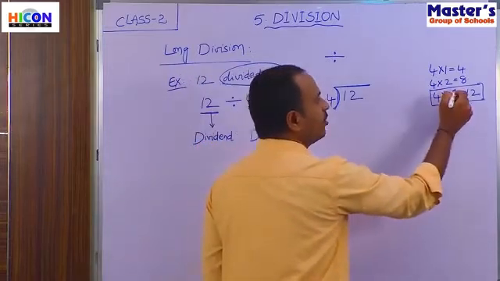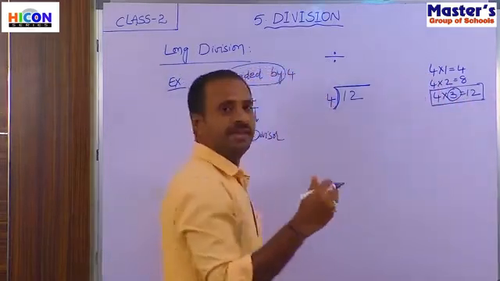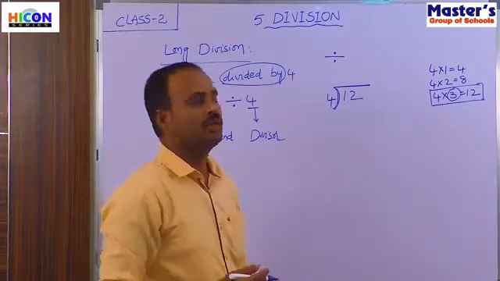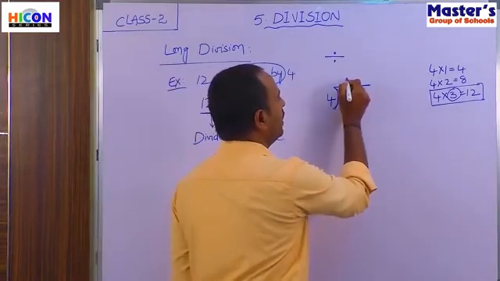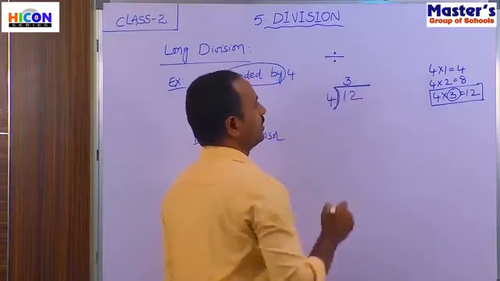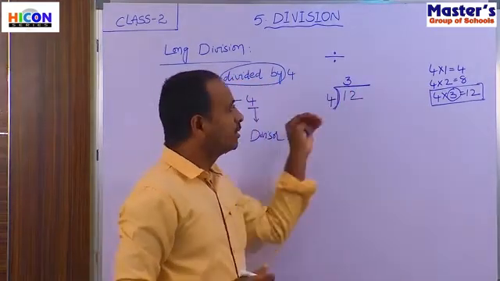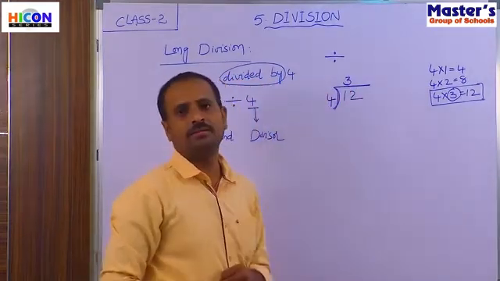So write 3 here. How many times? 3 times in the fourth table. So write 3 above the dividend, on the line.